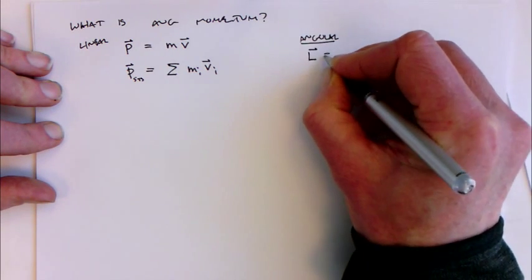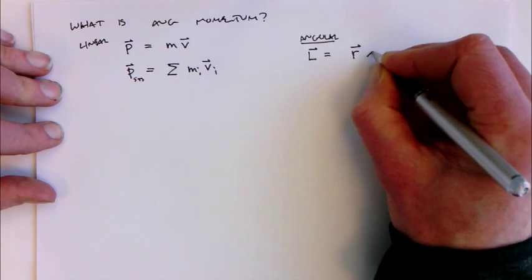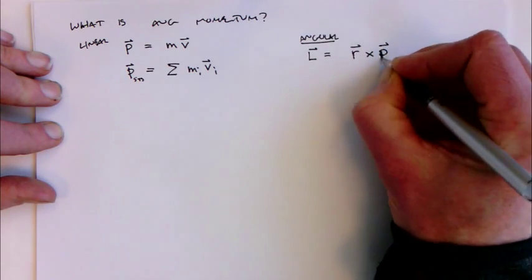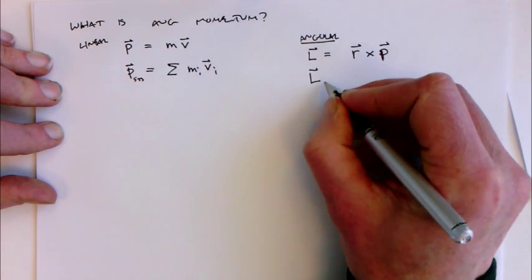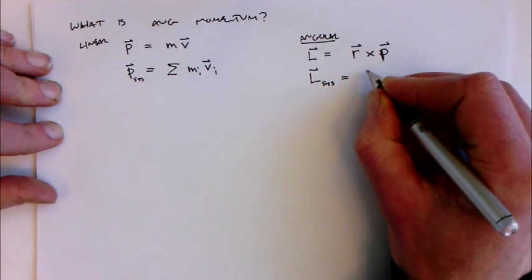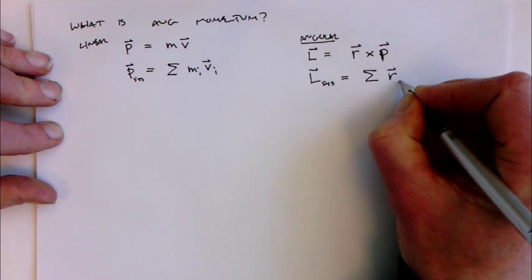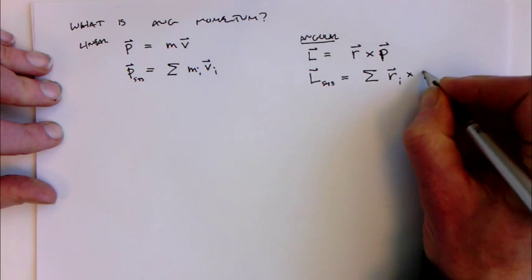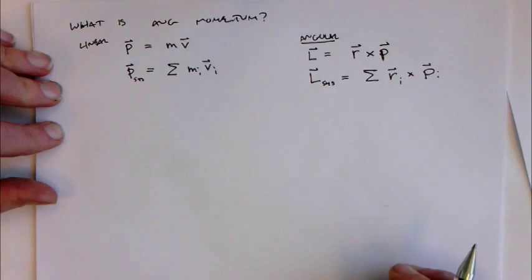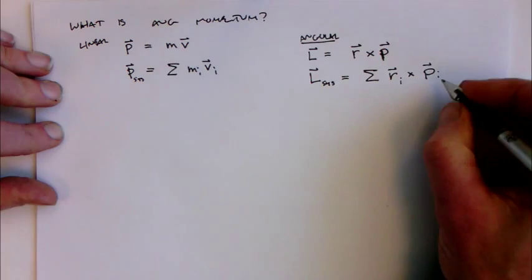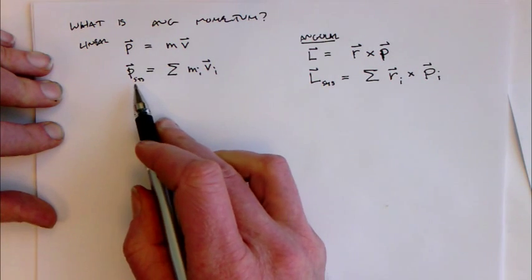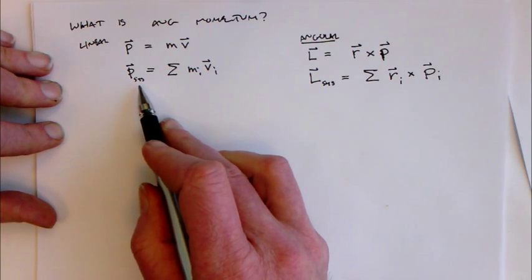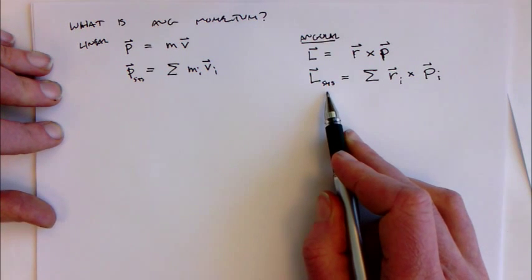The angular momentum of a particle is the position vector of the particle crossed with its linear momentum. And by the same token, the angular momentum of a system is the sum of the position vectors of every particle in the system crossed with the momentum of every particle in the system. Okay? And just like in linear momentum, it makes sense to talk about the total linear momentum of the system. It makes equal amounts of sense to talk about the total angular momentum of the system.